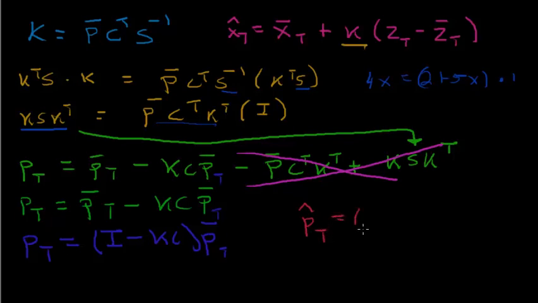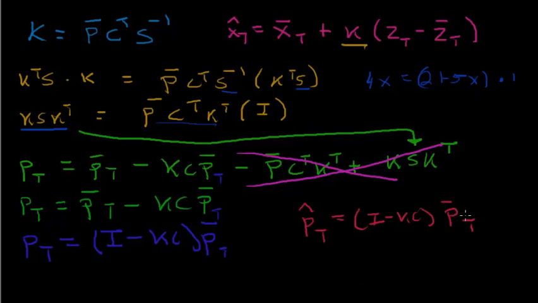P hat of T is equal to I minus KC times p bar of t. Right, but you're thinking, where did I get this p bar from? We were never talking about a p bar. But in one of the first videos, I mentioned there was a prediction step for this covariance matrix P. I just didn't explain it until now. And now's the time to actually explain the prediction step.